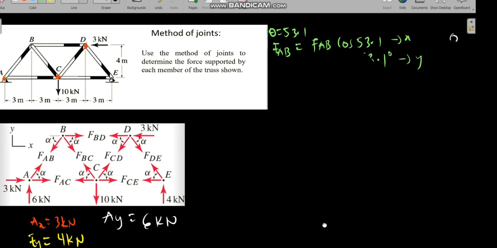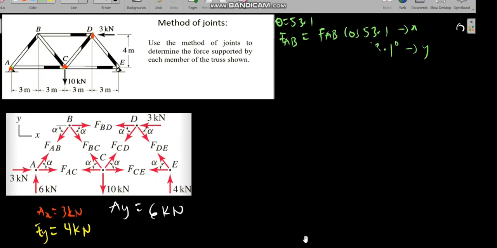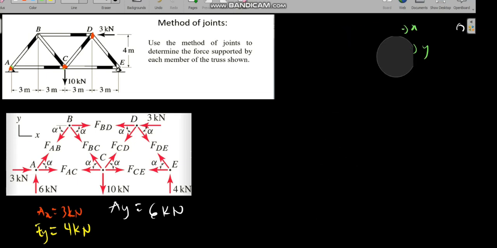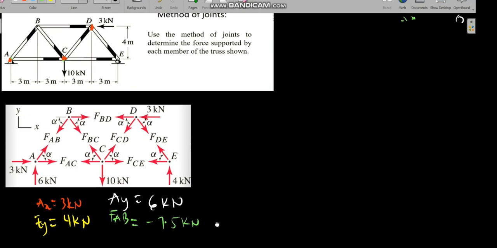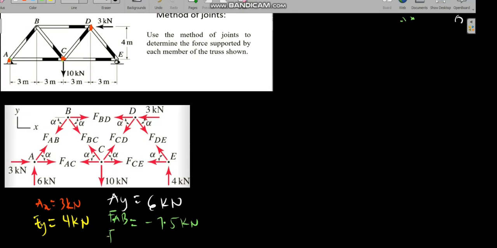Okay, so let's write down the values that you got. You got FAB to be equal to minus 7.5 kilonewton, and then FAC you got to be equal to 1.5 kilonewton. Okay, so now let's focus on joint B.